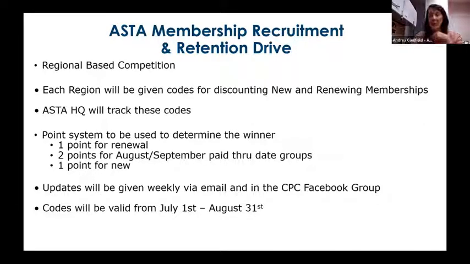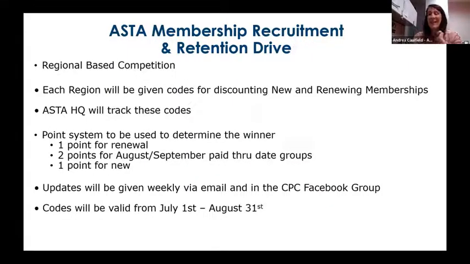And there is going to be a point system. 1 point for renewals, 2 points if you have a renewal from that 8/31/22 paid through date and the 9/30/22 paid through date. Those were the biggest groups we had join last year during the Royal promo, that joined or got a free cruise. So that's the biggest group you really want to focus on with this. But of course, any new person, any renewal is perfect. We want to continue to drive in new members for sure.